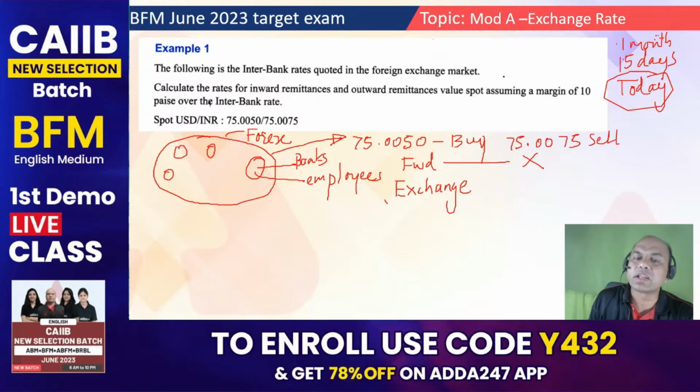Now in this case, what are we dealing in? Are we dealing in the forward market? No. We are dealing in today only, which means spot only. So that's why we are in spot. So what do we do in that case? This forward is gone. Now I'll deal only in exchange.